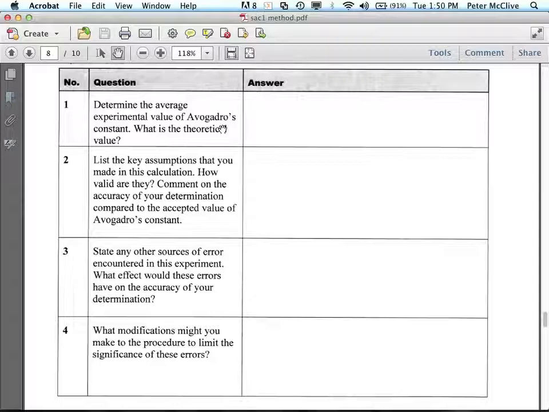Okay, good. Any assumptions that we made? There's a big one. Yes, true. So we assume that the atoms are tightly packed and there's no wasted space.